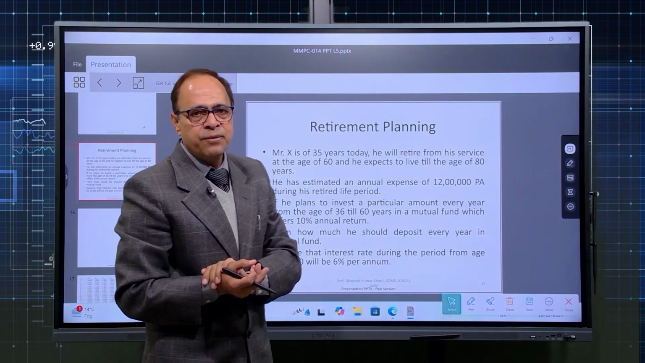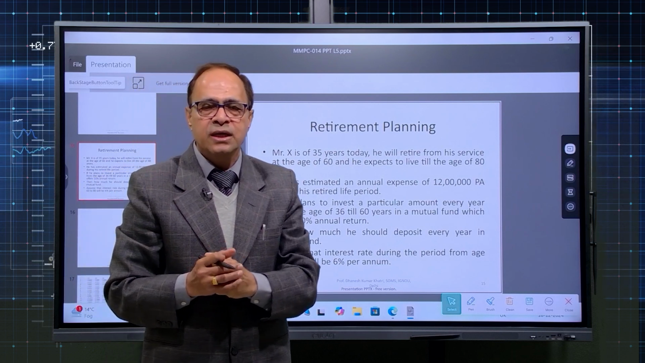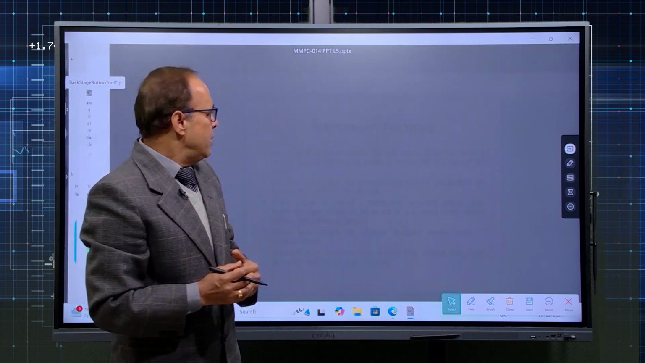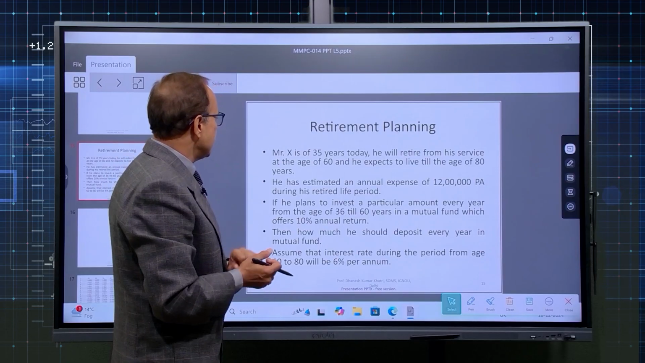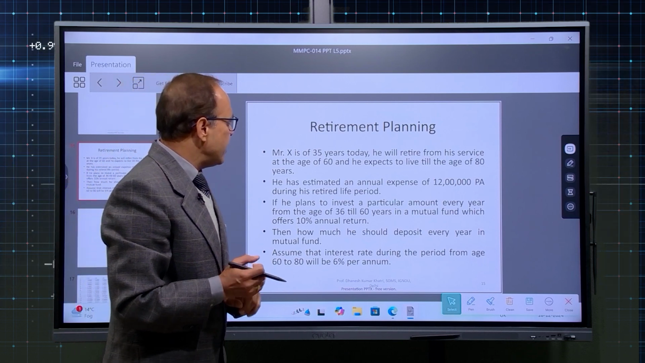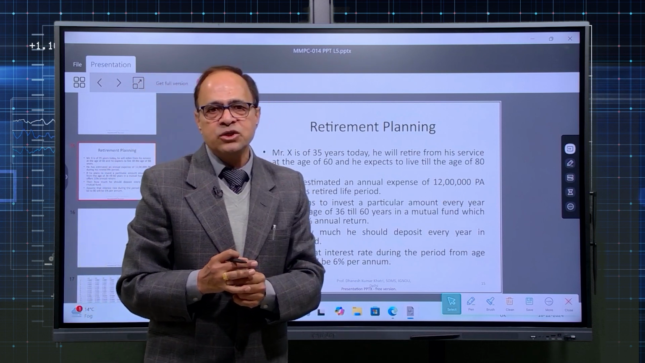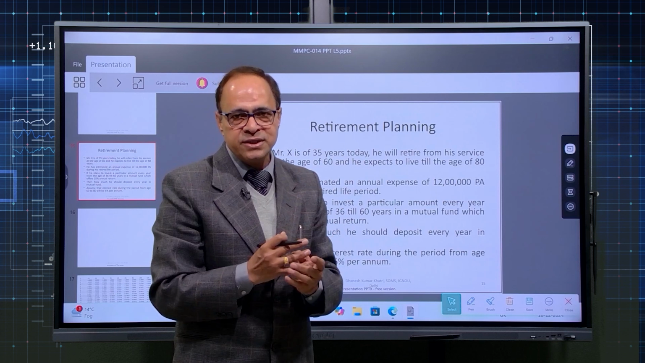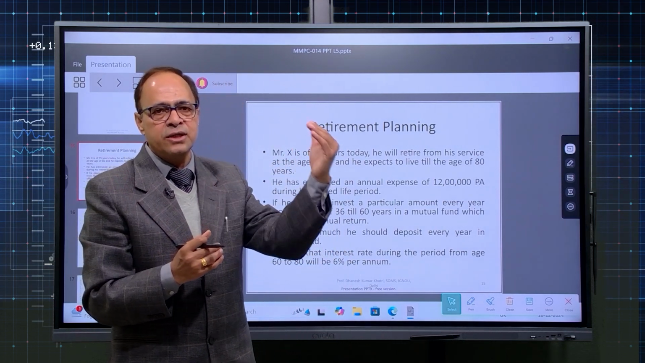Now, we go for the mixed application of the present value fundamental and the future value fundamental. That will be the last application from my side for the time value of money. Retirement planning. Now, for retirement planning, Mr. X is 35 years old today. He will retire from his service at the age of 60 and he expects to live till the age of 80. It means he has 25 more years of service, and once he retires at 60, he will live till 80.